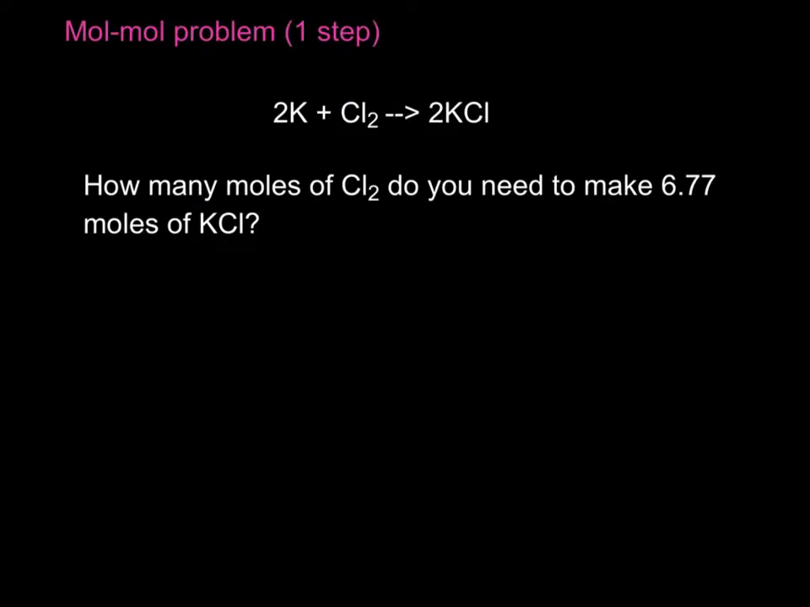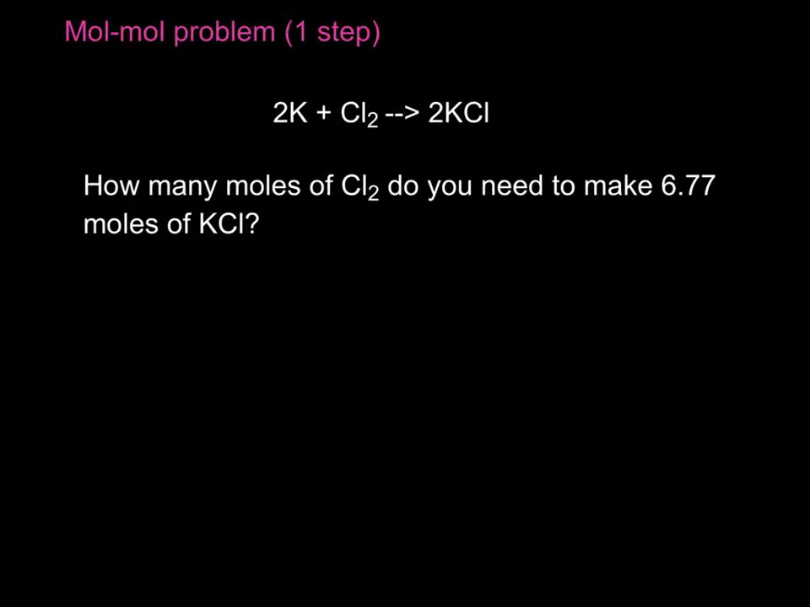Okay, the first problem is one of our one-step mole-to-mole problems from the first page of your packet. We're going to use the equation 2 potassiums plus 1 chlorine yields 2 potassium chlorides. And the first question is, how many moles of chlorine do you need to make 6.77 moles of KCl? Pause the video and try this on your own.